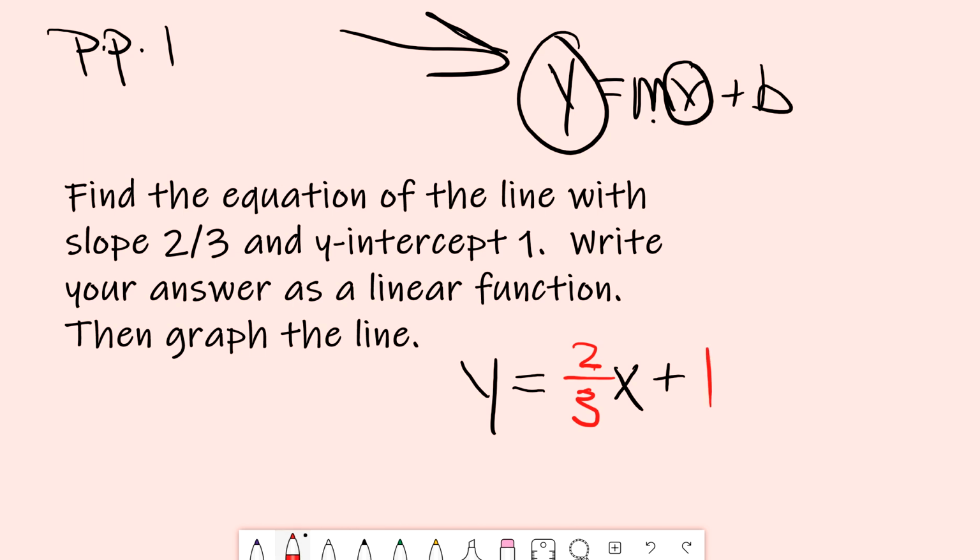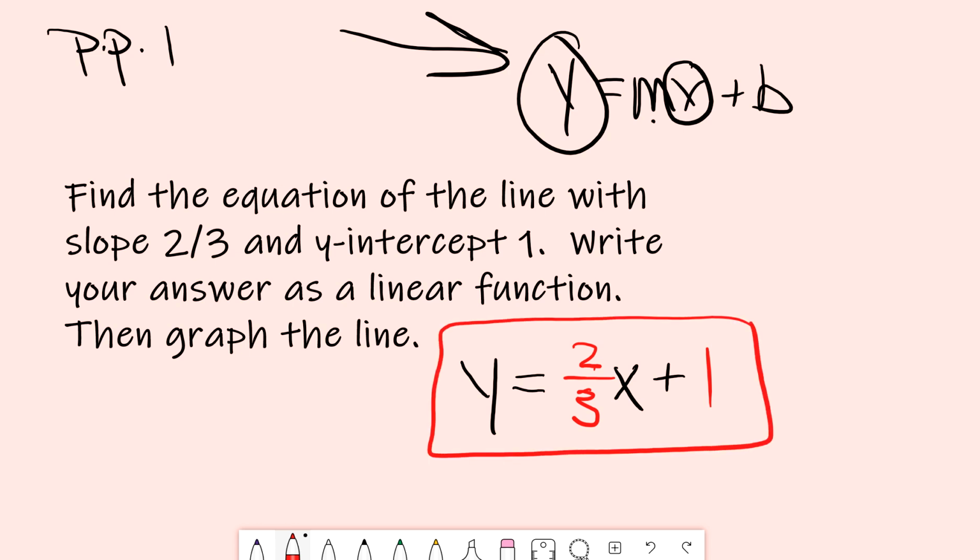All right, and now I'm done other than graphing it. I replaced the 2/3 with the m, or the m with the 2/3. I replaced that, and 1 is the y-intercept. So this is the equation of the line, and I'm done.